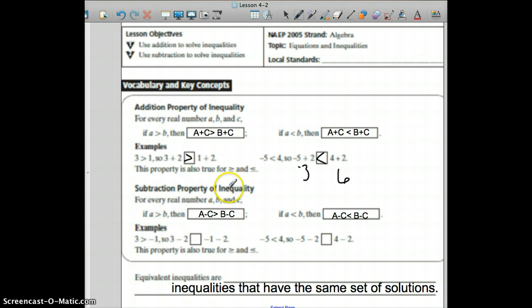With the subtraction property of inequality, it tells us the same thing as the addition. Remember, order is really important though. If we have A is greater than B and we take away C from both sides, we are still left with a true statement. And the same with the less than. A minus C is less than B minus C.